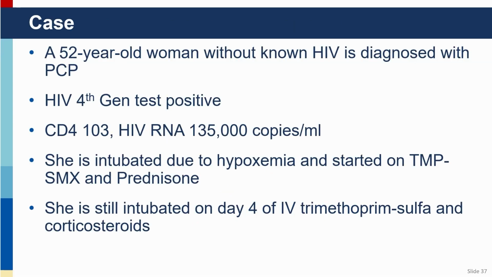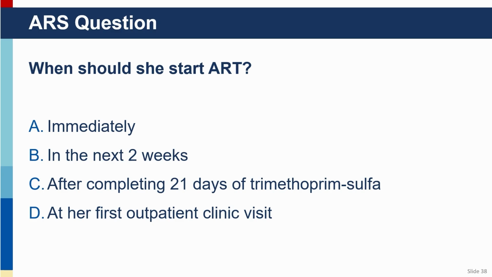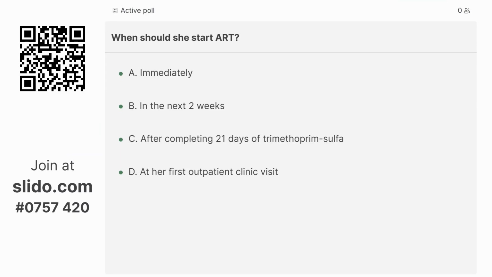So here is somebody who is a little bit different. This is somebody who is, again, a woman with HIV, positive, CD4 of 103. She's intubated, started on trimethoprim and prednisone. On day 4, let's see what happened. You think, should she start antiretroviral therapy? Now, she's 4 days into this. She's intubated, so she's sick.